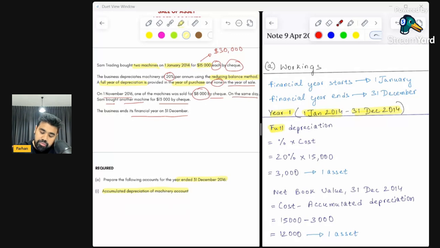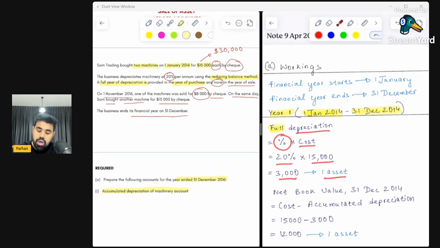So I'm calculating a full depreciation in the year of purchase, which I'm doing by simply multiplying the given percentage with the cost. Okay. And the given percentage in the question is 20%. The cost for one of these assets is $15,000, which gives us a full depreciation of $3,000 for one asset.